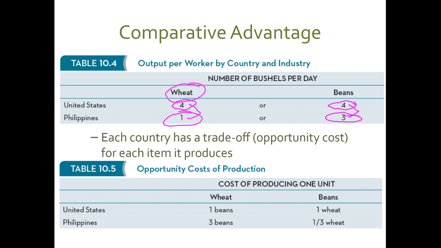So there's a rule. Let me first read this and then I'll show you how you do this. Each country has a trade-off, that is opportunity cost, for each item it produces. Now this statement is telling us that we have to calculate the cost, or in the bracket, that's why I wrote opportunity cost, within a country. So right now I'm not talking about trade. I'm talking about just one country.